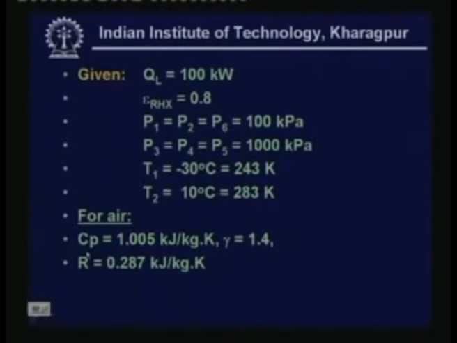Okay. So, the given information is like this. QL is 100 kilowatt and the effectiveness of the heat exchanger is 0.8. The low side pressure, that means the suction pressure, is 100 kilopascal and the discharge pressure is 1000 kilopascal. Temperature T1 is minus 30 degrees centigrade, that is 243 Kelvin, and temperature T2 is 10 degrees centigrade, that is 283 Kelvin. And for air the properties are given as Cp is 1.005, gamma is 1.4 and R is 0.287 kilojoule per kg Kelvin.